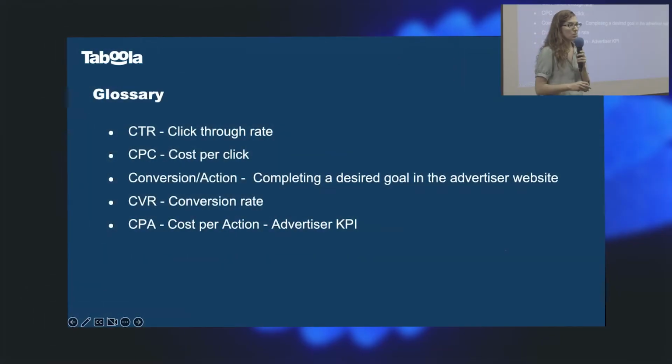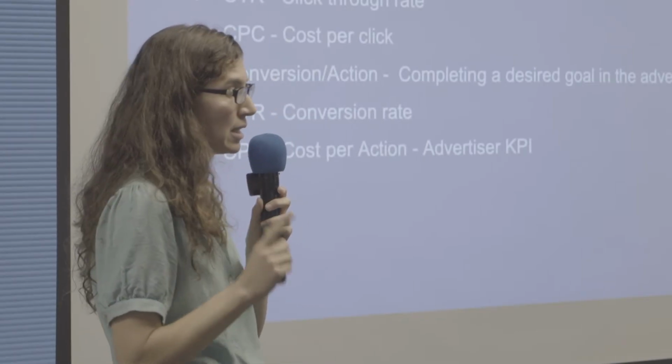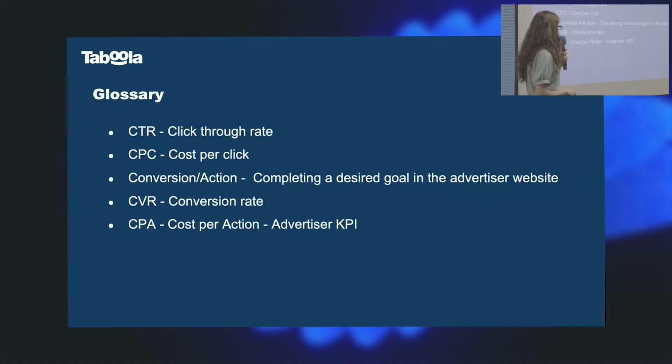So a little about the notions you're going to see in the following presentation. We have the CTR, which is the click-through rate. This is the number of clicks we have per impression. So for example, if an item was recommended 100 times and it got one click, the CTR is 1%. The CPC is the cost per click. This is how much money the advertiser is willing to pay per click.